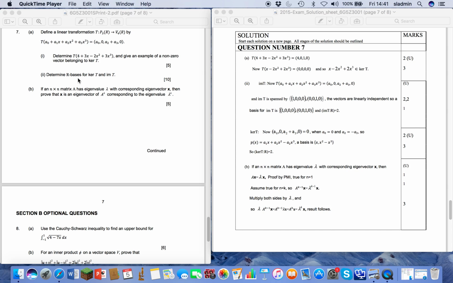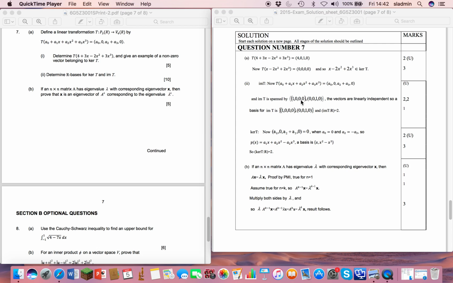For the second part, we want to determine bases of the kernel and the image. So we're going to concentrate on the image first of all. So here's our linear transformation. So you can see this vector here is spanned by two vectors. It's spanned by the vector 1, 0, 0, 0 to give you a0. And then the only other vector is 0, 0, 1, 0, because we have a2 times this vector plus a3 times this vector. So we just repeat this vector. So these two vectors span the image.